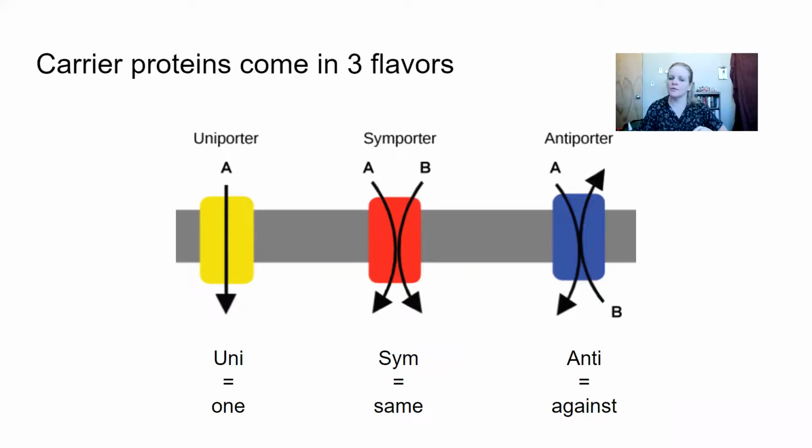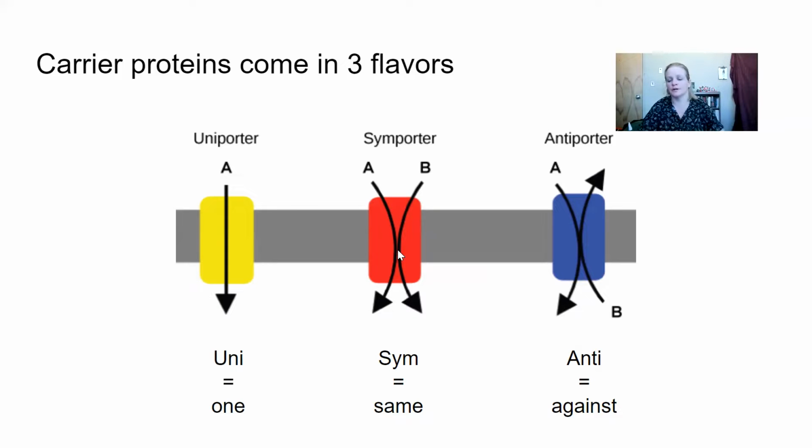Another way that we can have a carrier protein is a symporter, that's taking two different molecules and bringing them in the same direction. So sim means same. If you have sympathy for another person, you're feeling the same things as them, right? So add this to your dictionary too. So two different things being brought through in the same direction. And then an antiporter has two different things that are being taken in opposite directions.